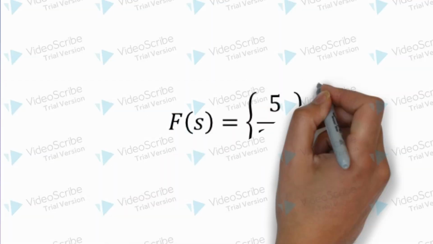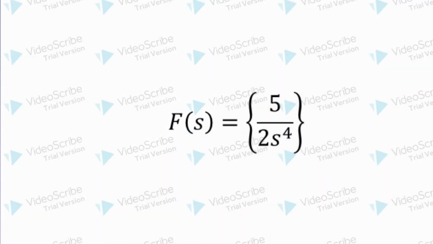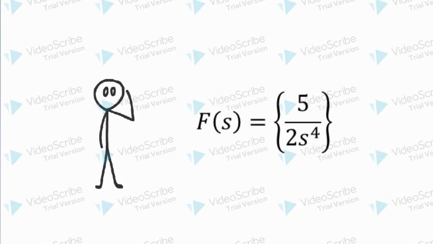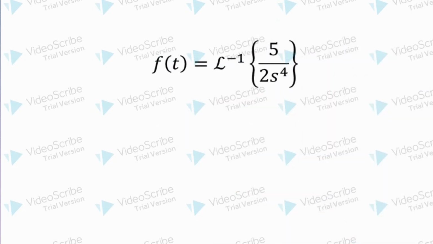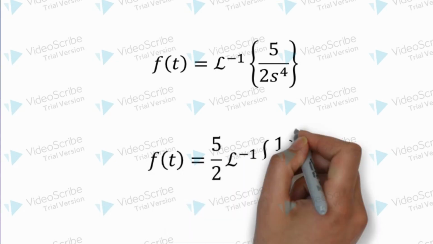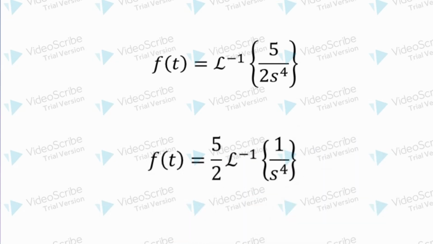The next example is given that the s function is equal to 5 over 2 s to the power of 4. We need to invert this Laplace transform, meaning that we need to find the t function. First step, factorize all constants to leave only the s variable inside. This is what we should have.